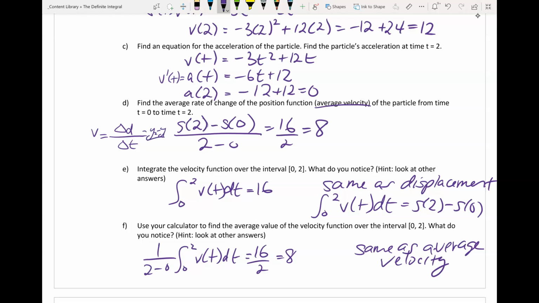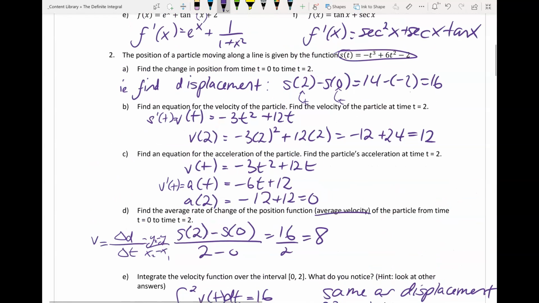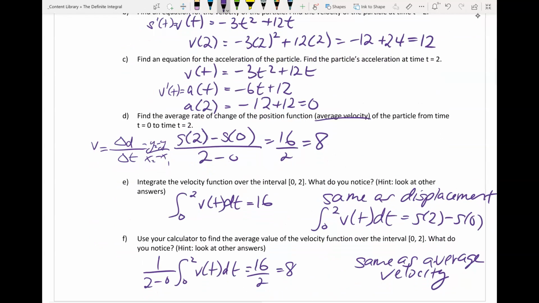y2 minus y1 over x2 minus x1. So that's what we did over here: our change in displacement already found in 2a, which is 16, and then we know our time intervals from 0 to 2, so that's 2 minus 0. So your average rate of change for position is 8.